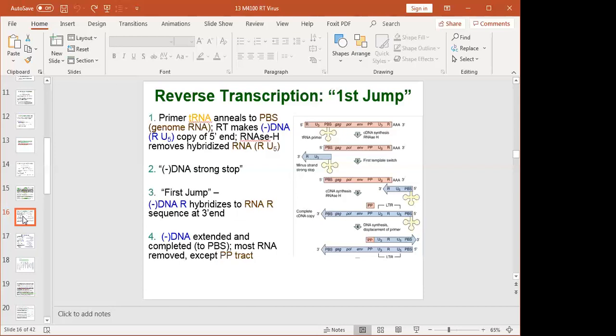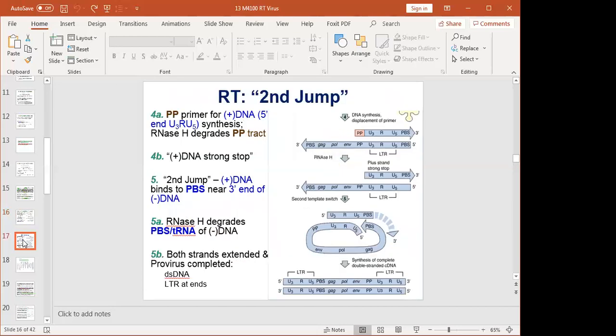Once it gets to PBS, everything on the original RNA genome, which is U3 and R regions, will get degraded and removed, and the PP or polypurine tract will remain. It's a region that is rich in nucleotides A and G. Moving to slide number 17, we have the second jump. The second jump is PP as primer for positive DNA strand synthesis.